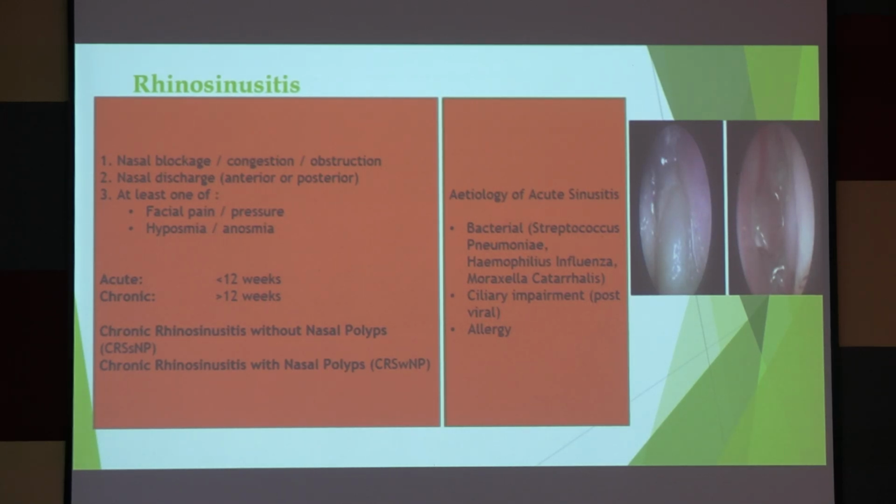If it is less than 12 weeks, it is acute rhinosinusitis. More than 12 weeks, it is chronic rhinosinusitis. Again, chronic rhinosinusitis is subdivided into two parts: with polyps, chronic rhinosinusitis with polyp, and if not, without polyp. Why has this classification been developed? Because the treatment will be different for different conditions.